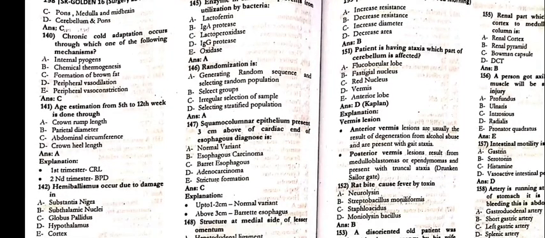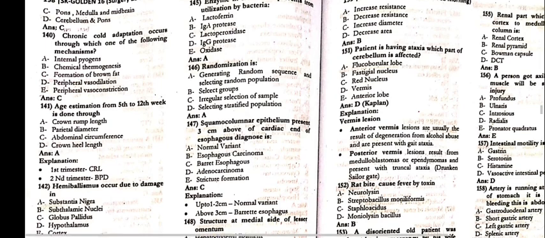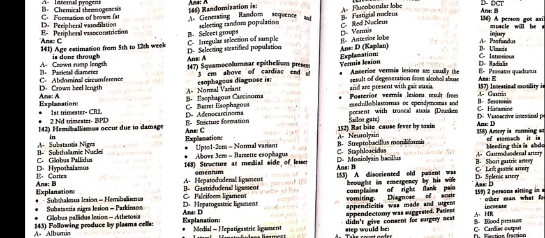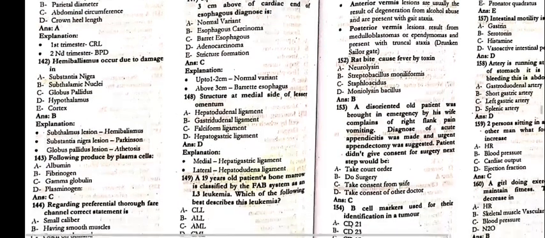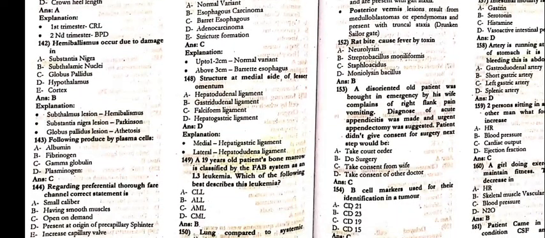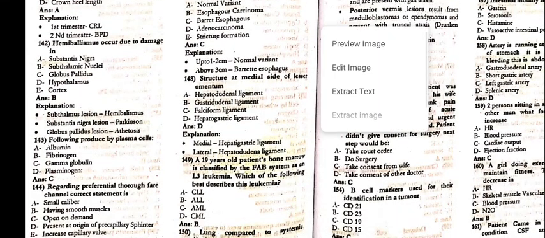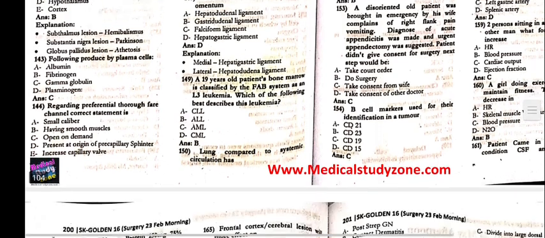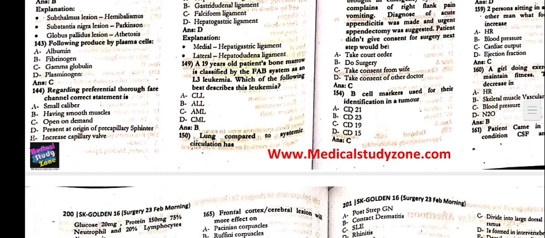140, the chronic cold adaptation occurs through which of the following mechanisms? That is the formation of the brown fat. 141, age estimation from 5th to 12th week is done through the crown rump length. 142, hemiballismus occurs due to the damage of subthalamic nuclei. 143, antibodies produced by the plasma cell, that is the gamma globulin.